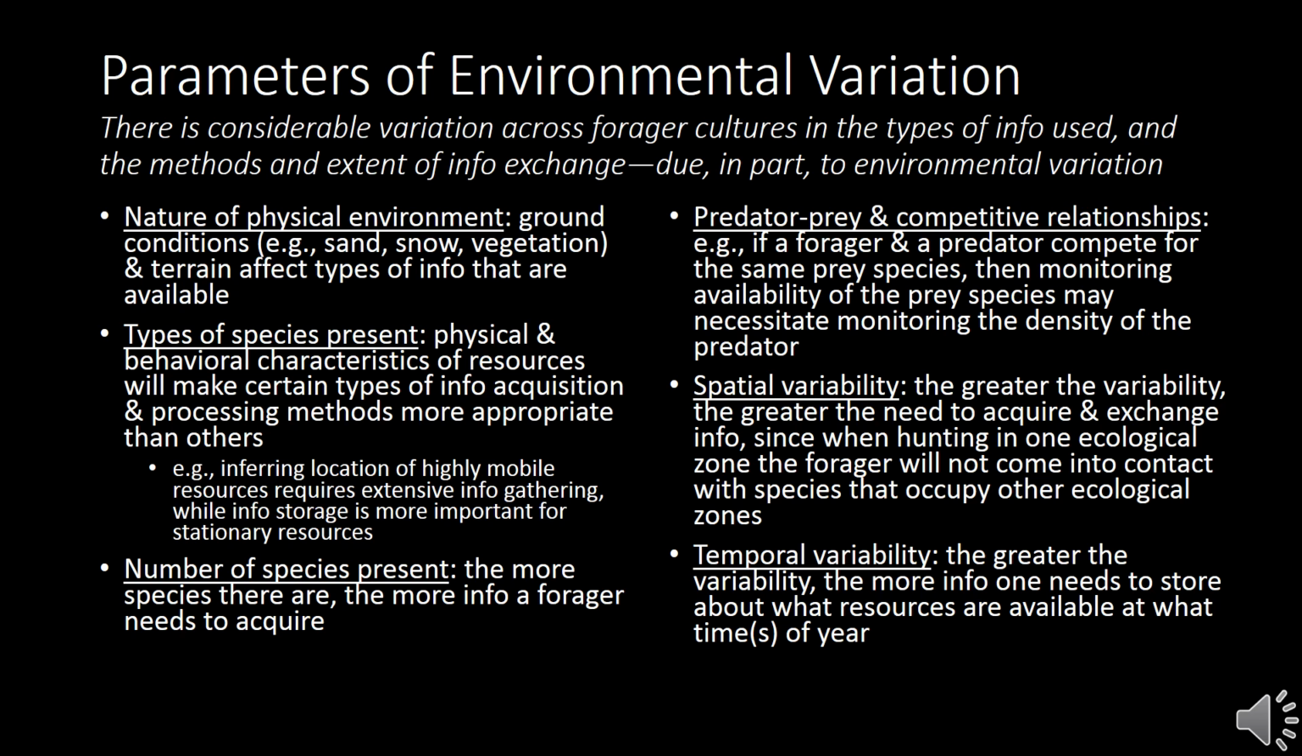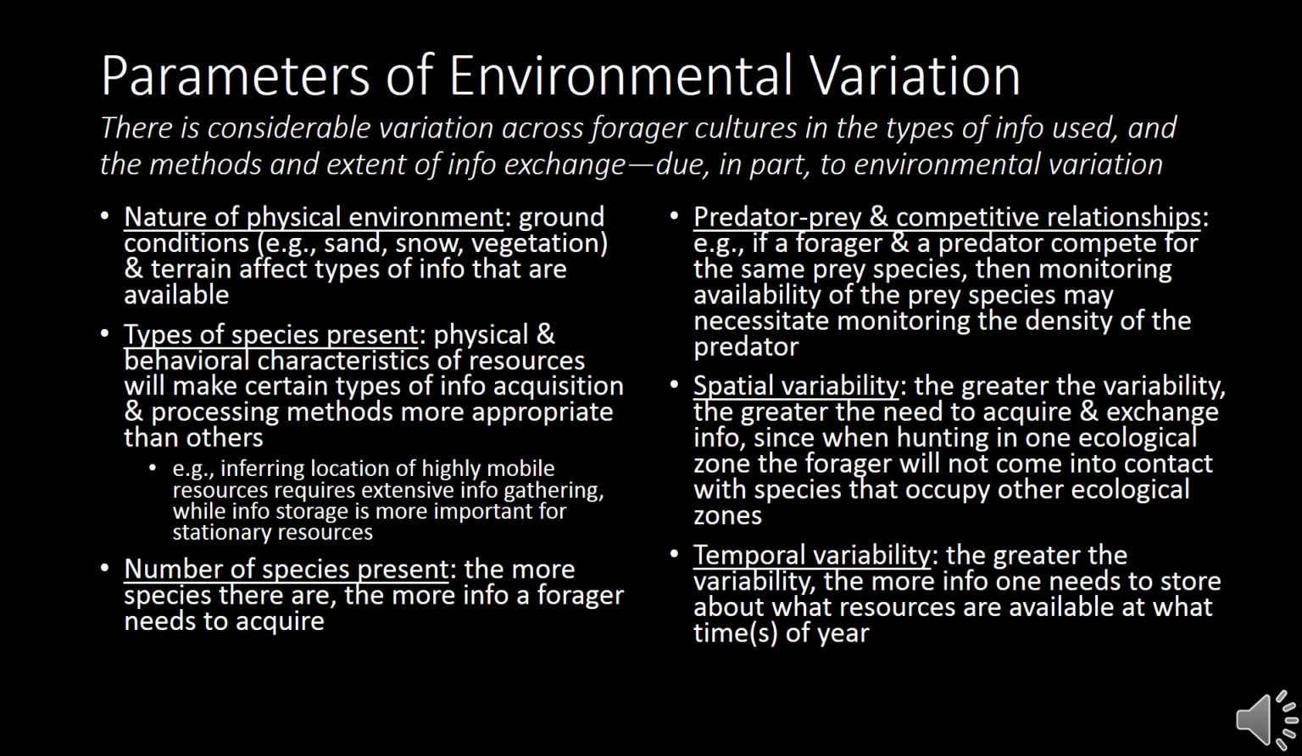Ground conditions, such as sand, snow, and vegetation, and also terrain, affect the types of information that are available to a forager. Different sets of physical features present different constraints and opportunities for making inferences about the location and characteristics of particular resources. The second parameter is the types of species present.